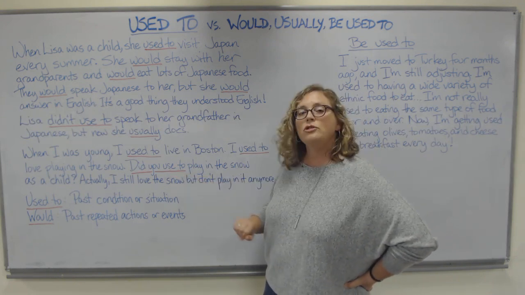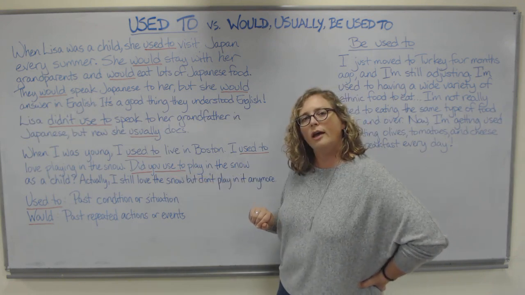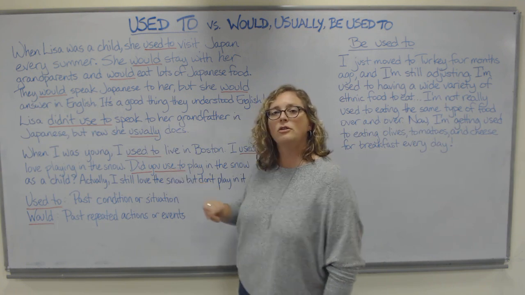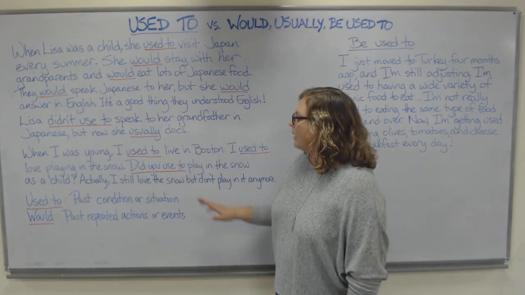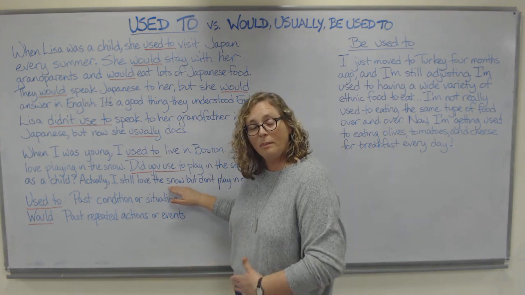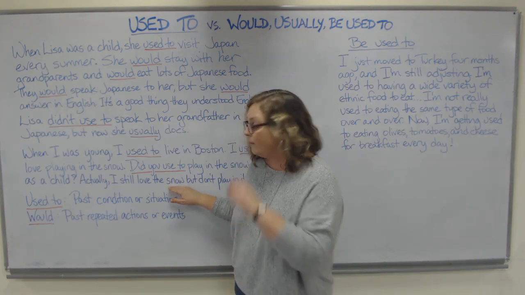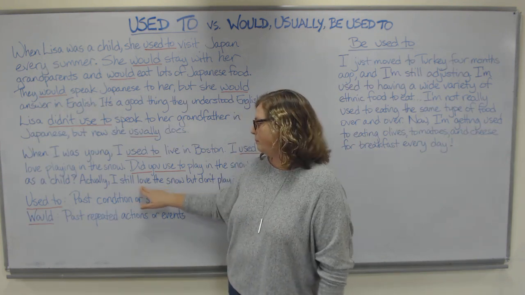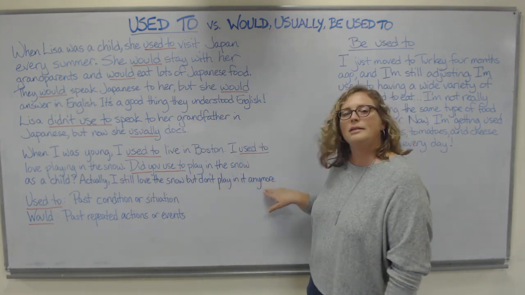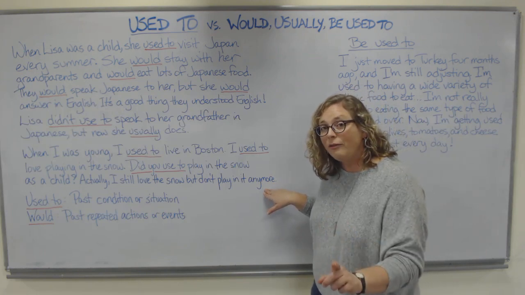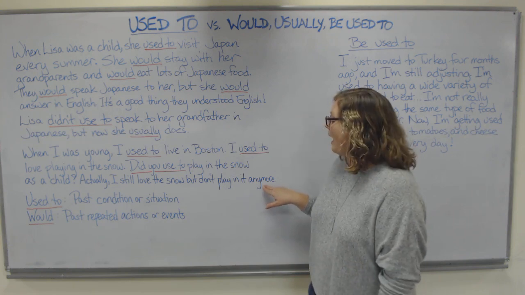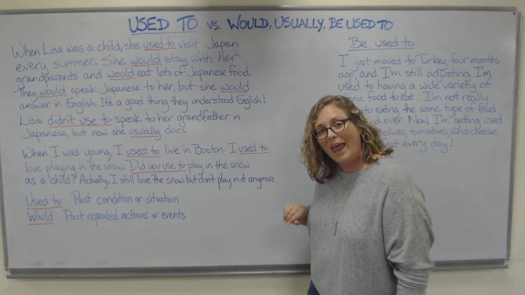For the question, did you used to play in the snow as a child? No D here because this is a question. You need the base form. Actually, I still love the snow. When you want to say something is the same from the past until now, use still before the verb. But I don't play in it anymore. If something is different from the past until now, doesn't continue, anymore comes at the end.